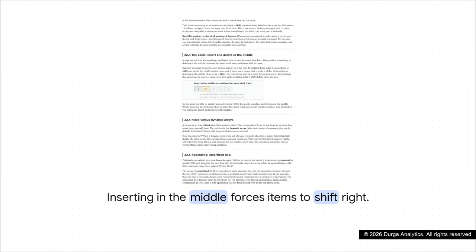Remember how arrays required that unbroken, contiguous block of memory? Well, what happens if you want to insert a new item right in the middle, say at index 1? You can't just drop it in without overwriting what's already there. To make room, while strictly maintaining that contiguous block, every single item from index 1 onward has to be physically shifted one slot to the right. And if you're removing an item, the reverse happens. Everything shifts left to close the gap.